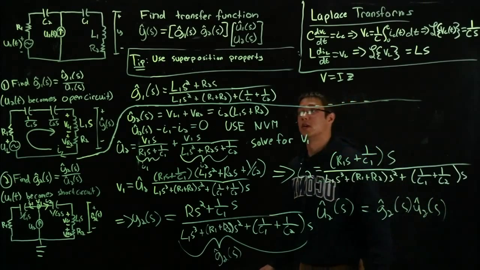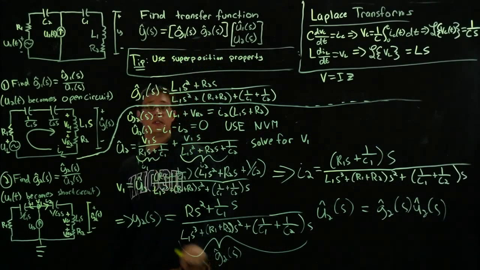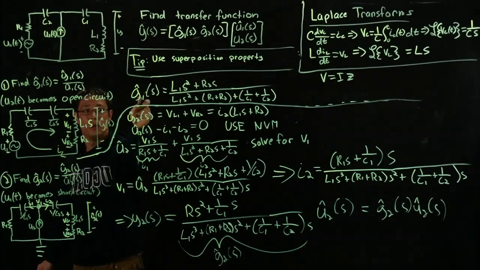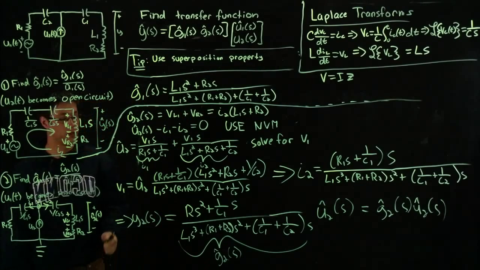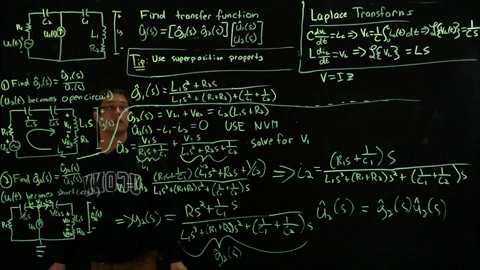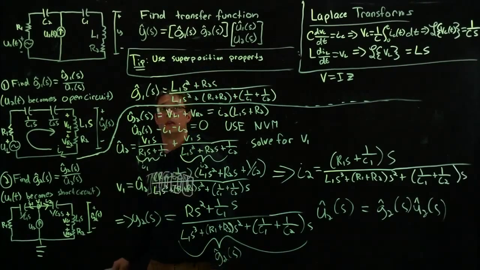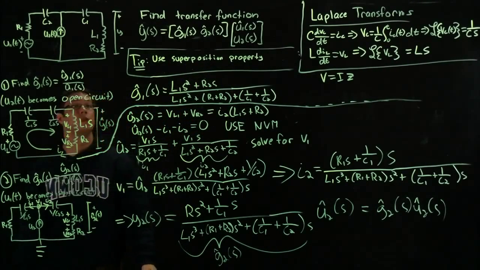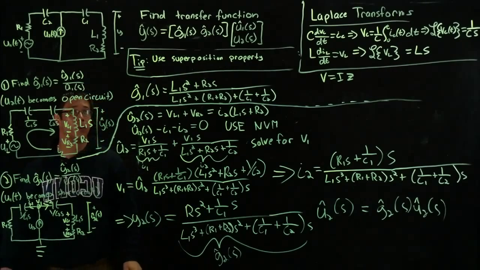Right? So our transfer function is up here. We have found G1 of S. We have also found G2 of S. Simply substituting it into that vector there will give you your final transfer function Y hat of S.